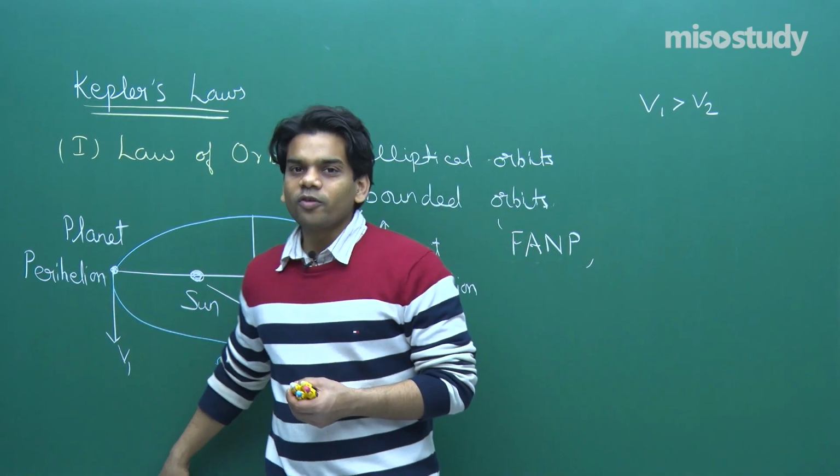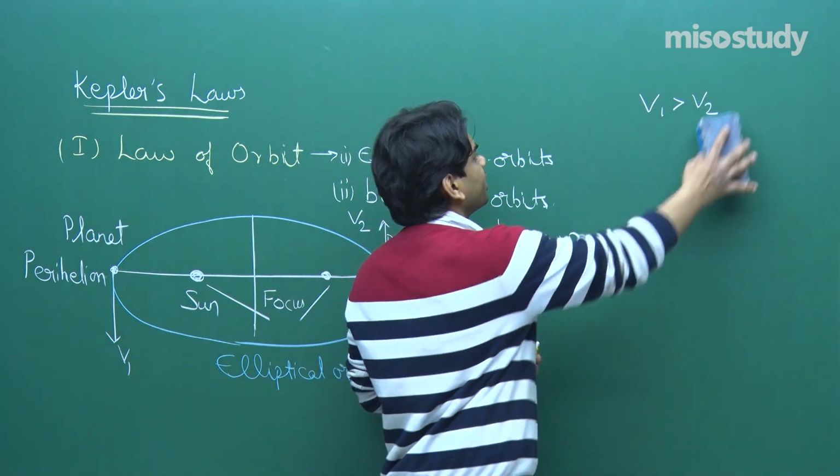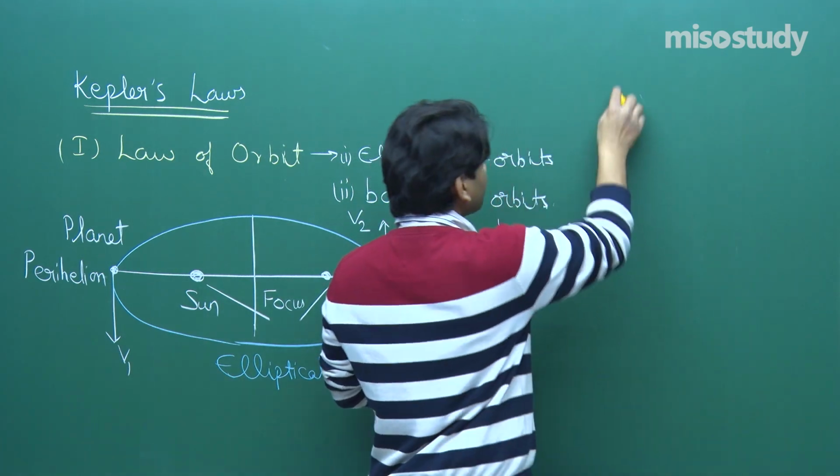Next part, the second law of Kepler. The second law states that it's the law of area.